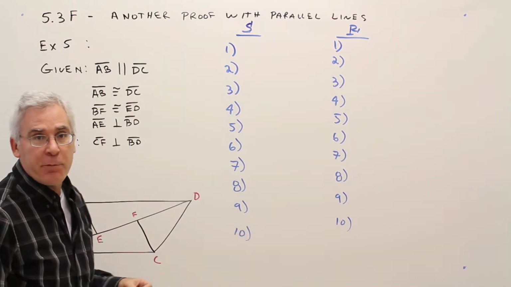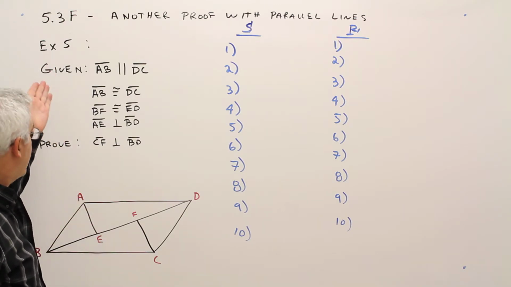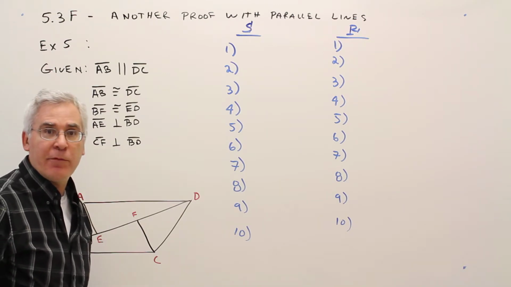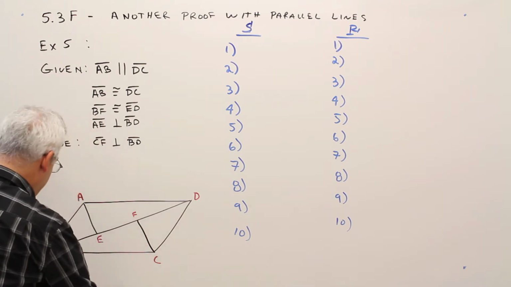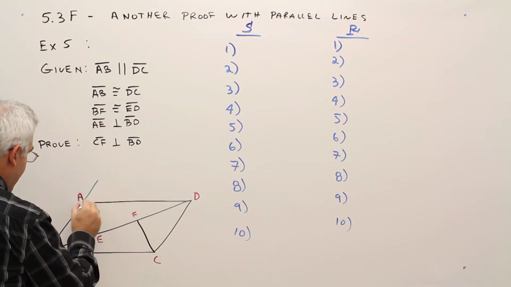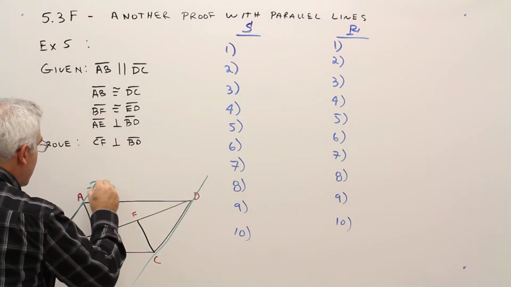Welcome to video 5.3f, another proof involving parallel lines. So this is example 5. I'll mark up the givens as we go along. It says AB is parallel to DC. So once again, I do like to extend those parallel lines.